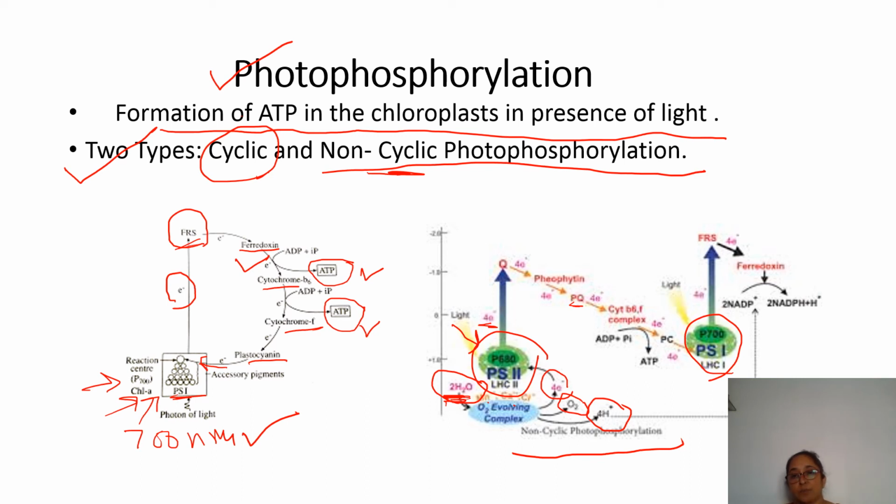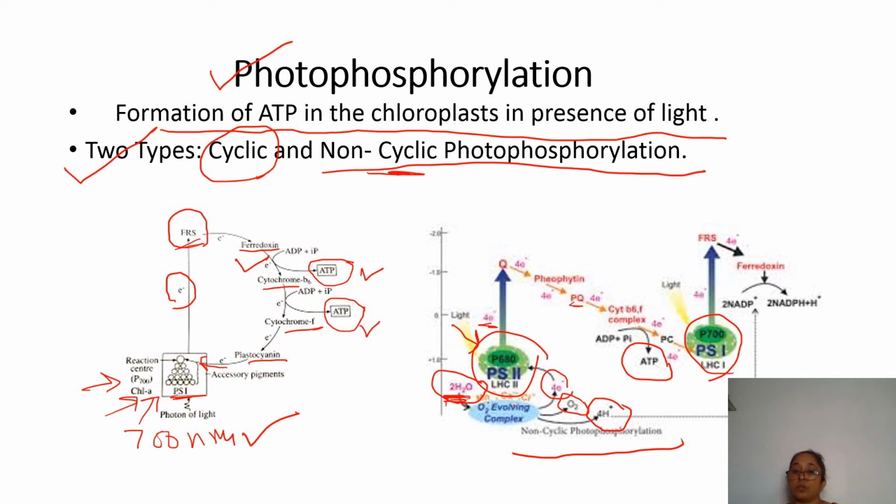Okay. Now whatever the 4 electrons which are excited from here and move out are received by the coenzyme quinone, then plastoquinone, then cytochrome B6 and F complex, then plastocyanin, and later on received by photosystem 1. Fine. And here you can see in between, that is from cytochrome B6 and cytochrome F, ATP molecule is produced, isn't it? One ATP molecule is produced in this case.